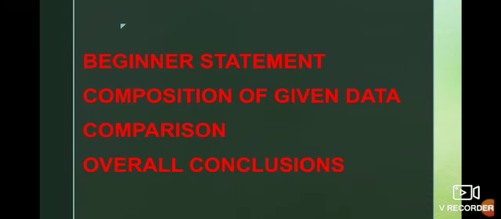The next one is the content that you are going to take from the given data, which I call the composition of your ideas or composition of data. For example, suppose in this particular pie chart I am going to tell about Mr. Smith and his monthly income, and how he is going to spend his monthly income on 6 major things. So this data will be taken under composition of given data.